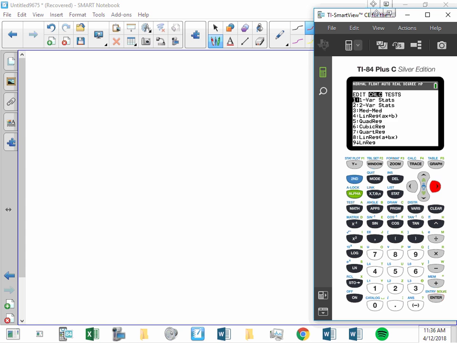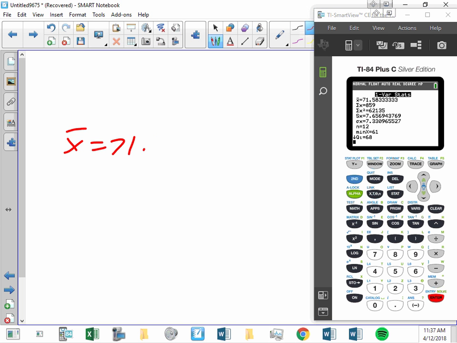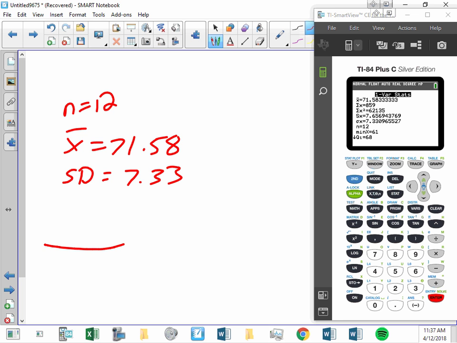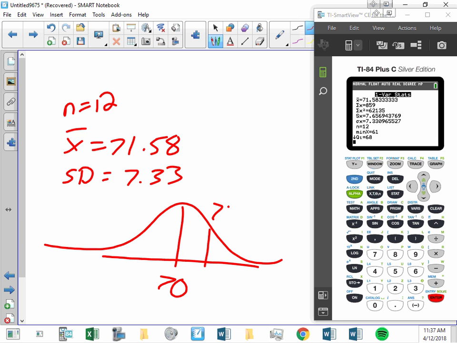Okay. So 1 variable stats. Trying. There we go. All right, so I get an X bar of 71.58, and my N is 12. That's kind of nice, right? It counted them for me, and my SD is going to be 7.33. So I want it to read 70, and we ended up with 71.58. So first I need to say my null equals 70, my alternate is greater than 70.